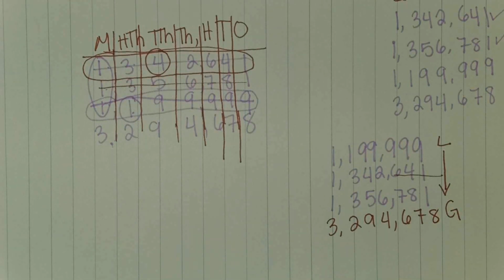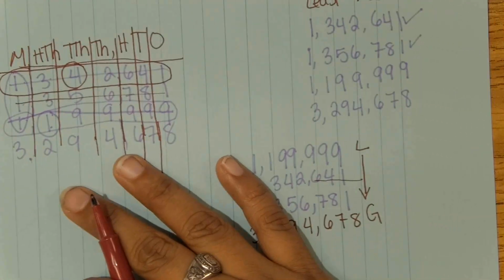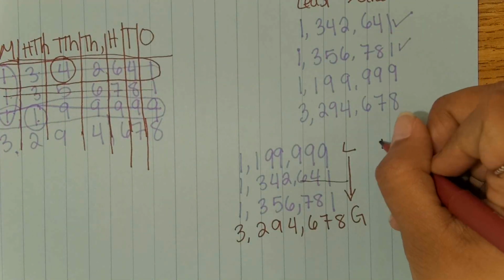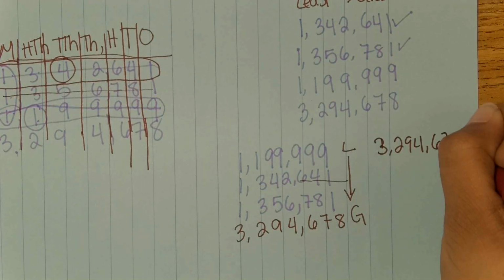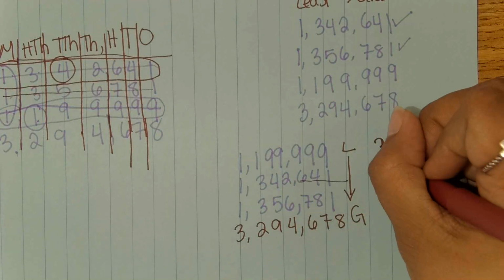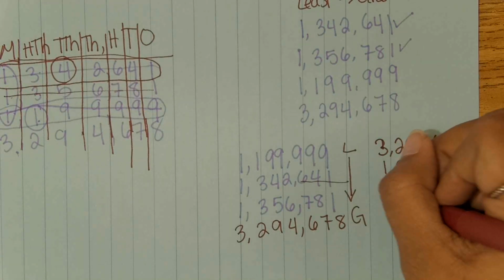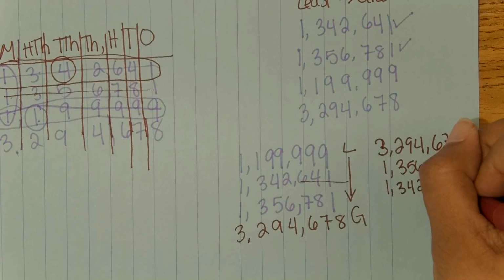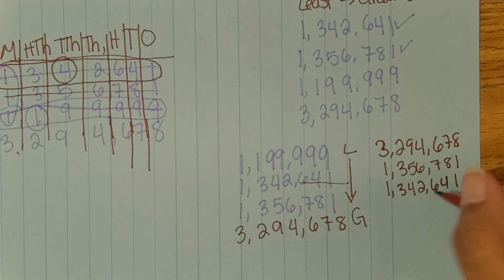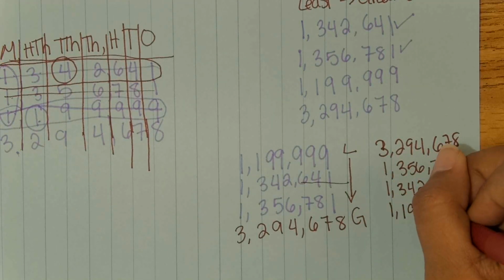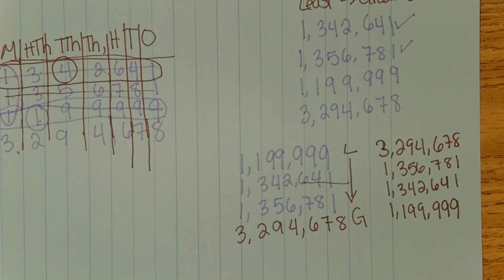Now, what if I wanted it from greatest to least? Do I have to rewrite this whole thing again? No, I don't have to, right? I can just go with 3,294,678. Next one would be 1,356,781. 1,342,641. Remember, I'm going now from here to here. Now, lastly, my least would be 1,199,999.